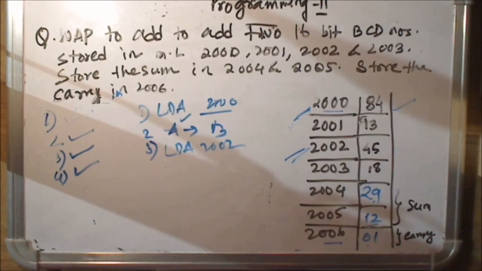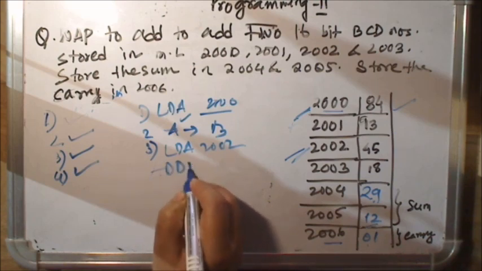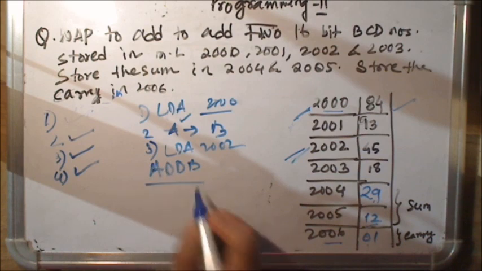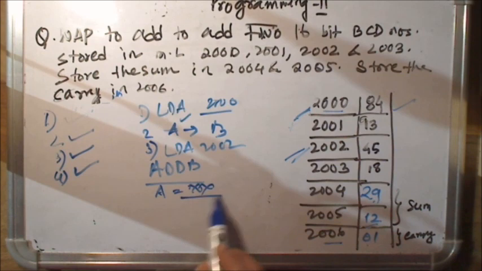Now add the two numbers. We will perform ADD B, and the answer will be stored in A. The answer will be stored in A.